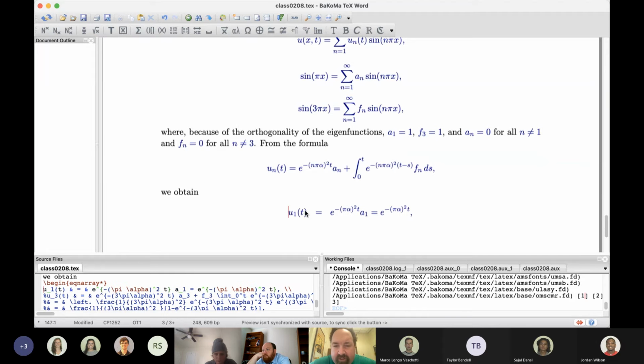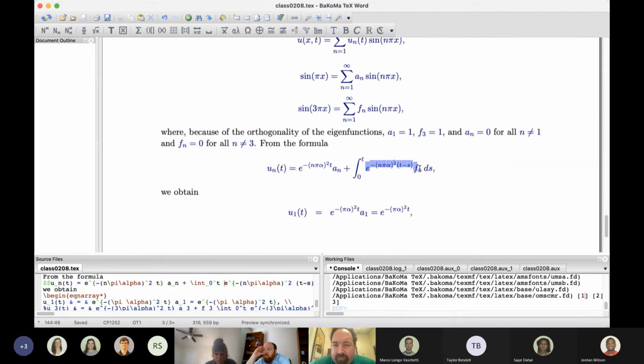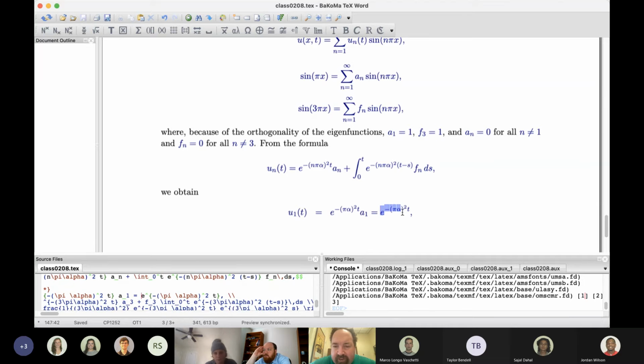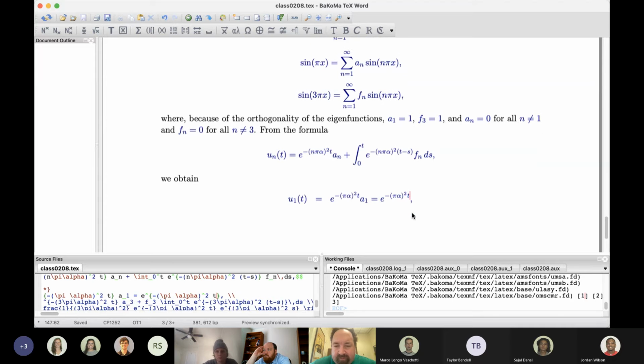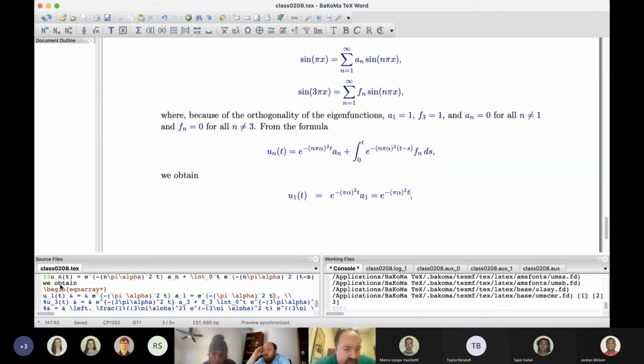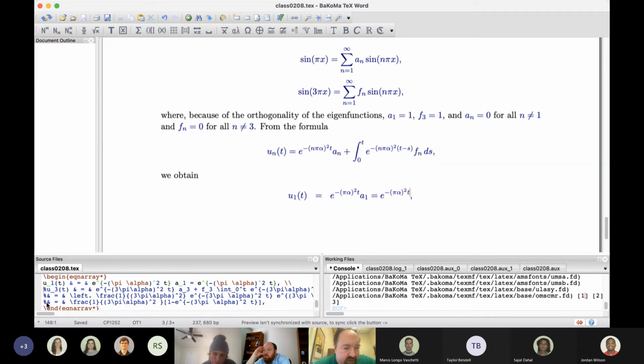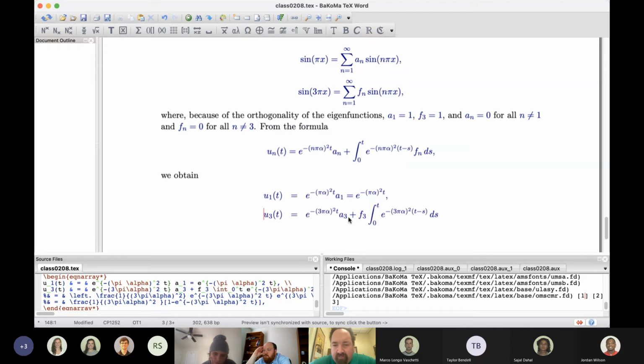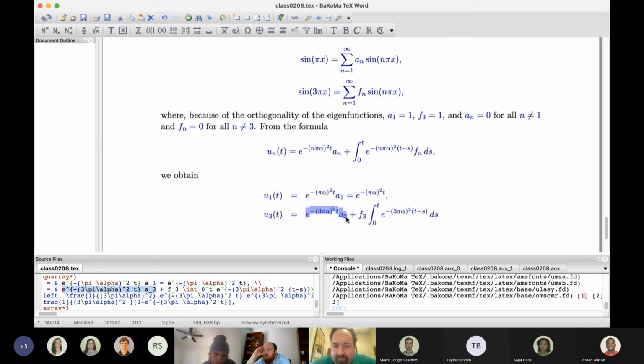So when n is equal to 1, f_1 is 0, so I won't have this part at all. I only have this. So I fill in a_1, which is equal to 1. So that is my coefficient for that term, for n equal 1. And then when n is equal to 3, I have this, but a_3 is 0, so I'm not going to have this part. f_3 is equal to 1, so I will have something here. So this integral needs to be worked out.